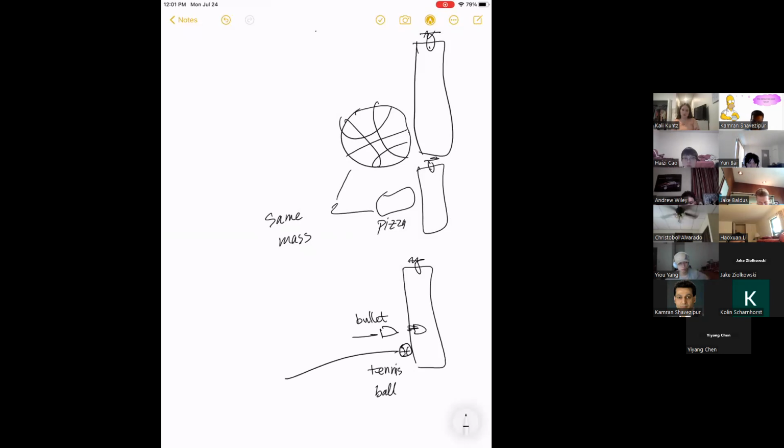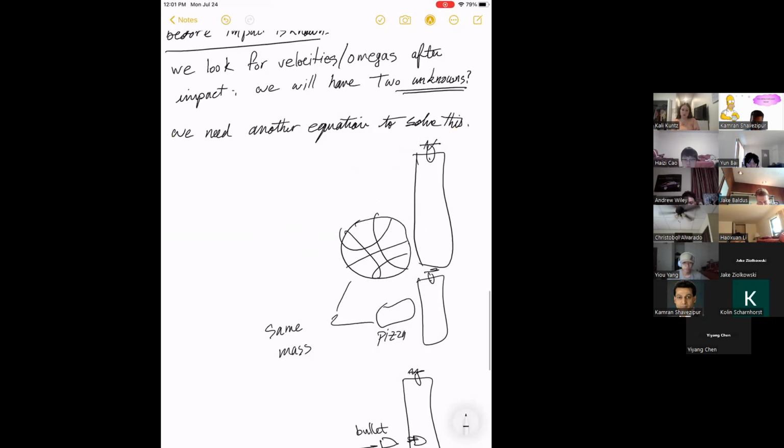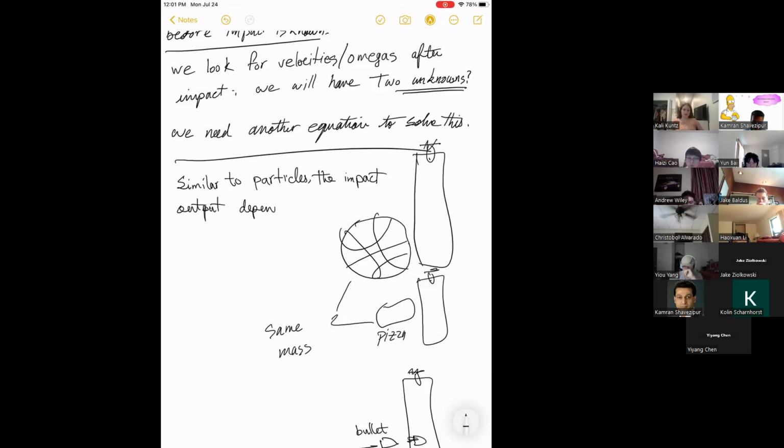So similar to particles, the impact output depends on the materials of the two rigid bodies.